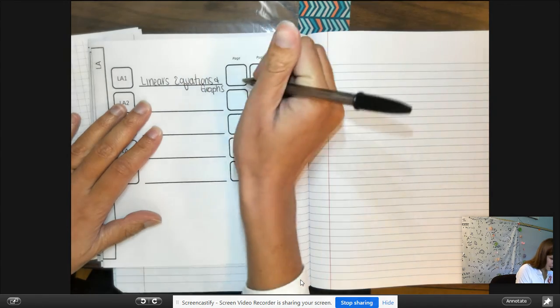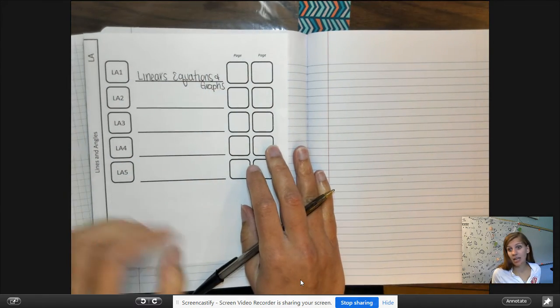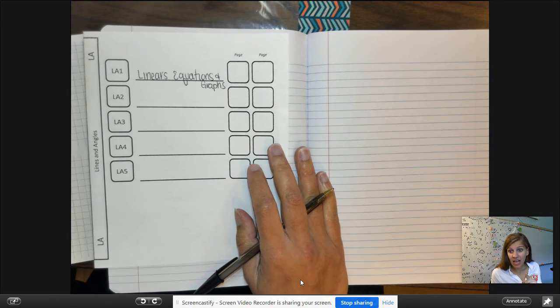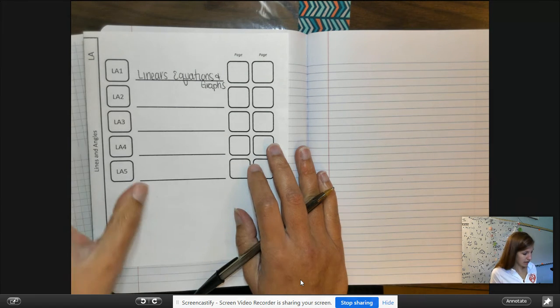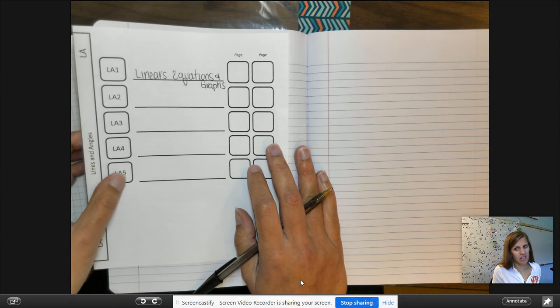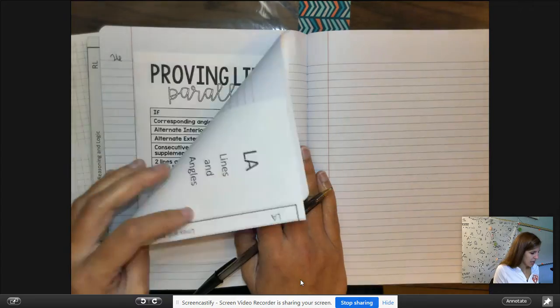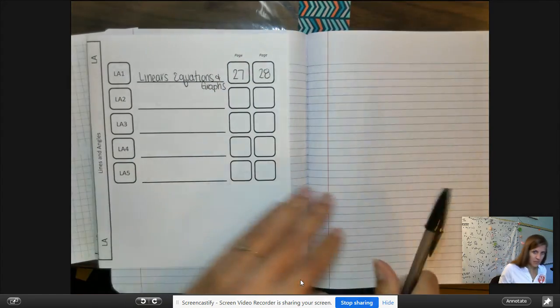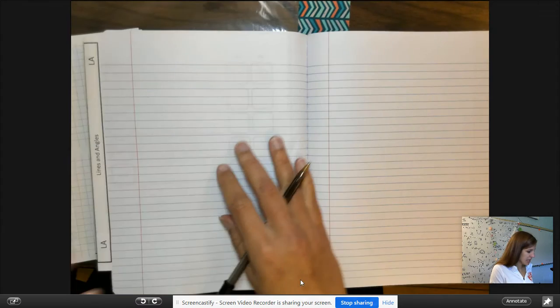So hopefully you remember last year in Algebra 1 talking a lot about graphing a line, writing the equation of a line, all that sort of thing. We're going to do a crash course of that in like a day. It's going to be great. Okay, so this is going to be on page 27 and 28. Again, we're not going to do anything here. So we're going to turn the page.